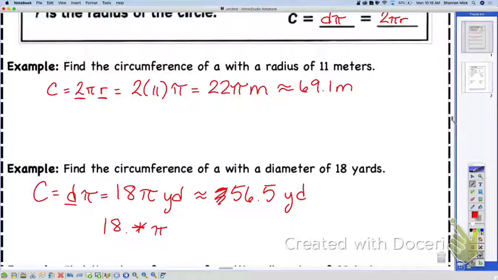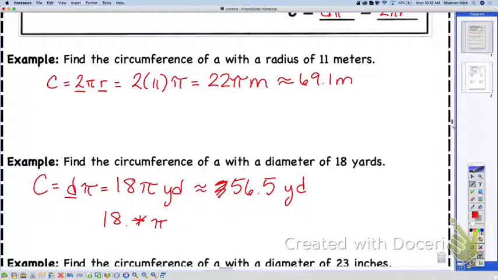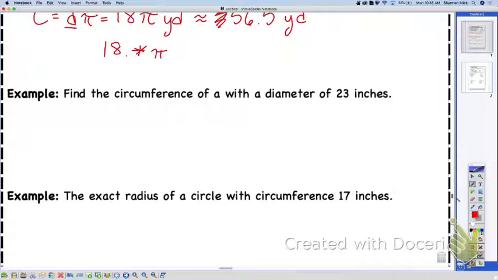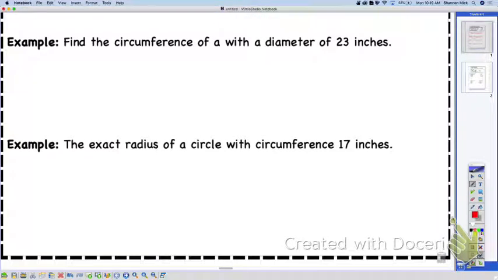Okay, the next one, I want you to do on your own. Find the circumference of a circle with a diameter. I forgot circle in all these, didn't I? I forgot it in the first one, and then I copied and pasted and changed the numbers. So I just forgot the words.